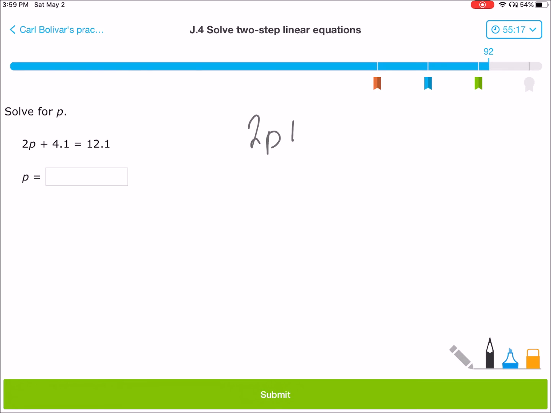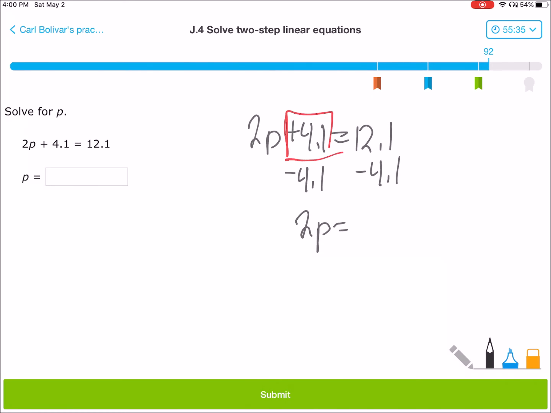So 2p plus 4.1 is equal to 12.1. Now what we do first is we have to take this and put it to the other side, right? So we have to subtract 4.1, subtract 4.1. We will then get 2p is equal to 12.1 minus 4.1, which is 8. Alright? If we did that right.